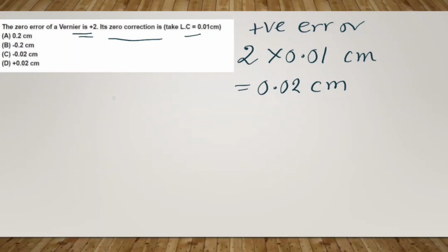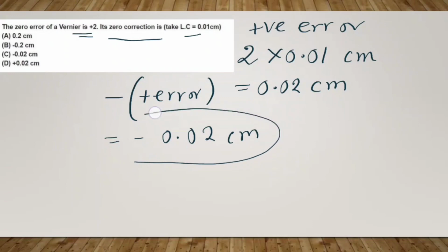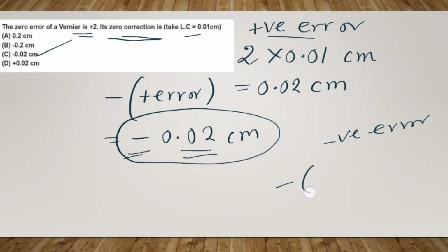To correct it, the error is always subtracted from the system. So we have to subtract this error, and this will become minus 0.02 centimeter. So to correct the value, we have to subtract 0.02 from the system. This is the correct answer. Do not make a mistake here. Our error is positive, but the correction will be negative. If our error was a negative error, then we would have to add that amount to our measured value to get the correct amount.